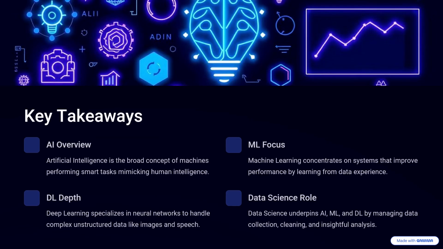Key takeaways. AI overview. Artificial intelligence is the broad concept of machines performing smart tasks mimicking human intelligence. ML focus. Machine learning concentrates on systems that improve performance by learning from data experience. DL depth. Deep learning specializes in neural networks to handle complex unstructured data like images and speech. Data science role. Data science underpins AI, ML, and DL by managing data collection, cleaning, and insightful analysis.